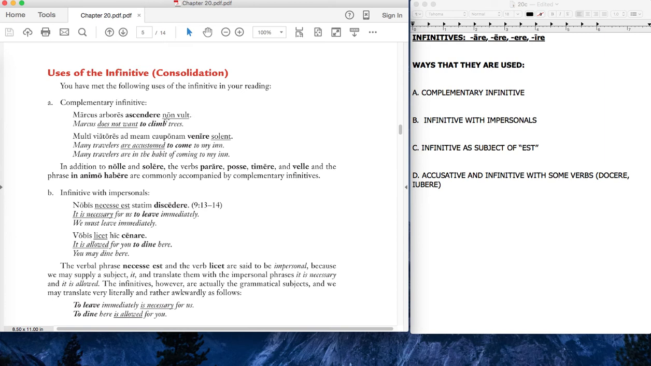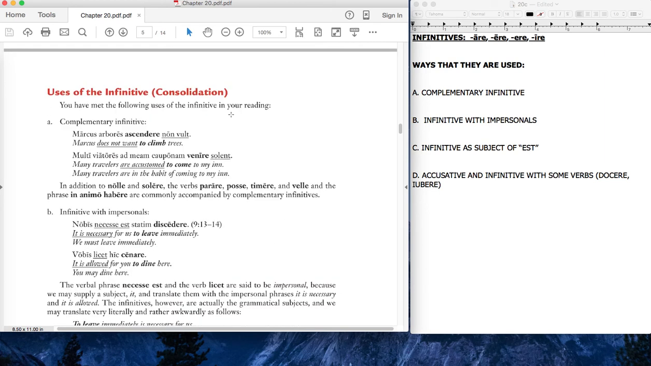And this is by far, I would say, the most common use of the infinitive. So you'll find that in the homework, I don't know if 20D was assigned, but 20D, I remember having quite a few complementary infinitives as the answer.